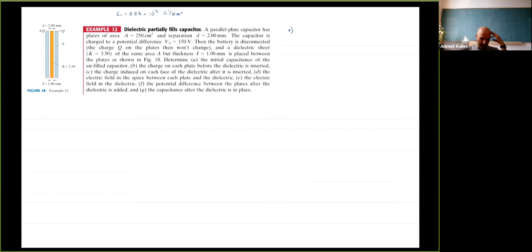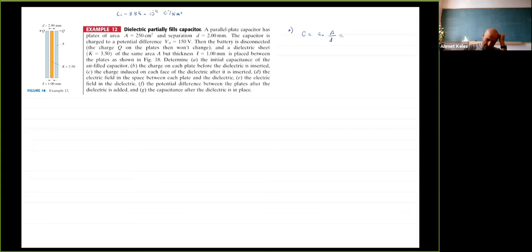The initial capacitance of the air-filled capacitor. How do I calculate this? First of all, there's no dielectric, so that should be simple. Exactly, thank you. C is equal to epsilon naught times area divided by distance.